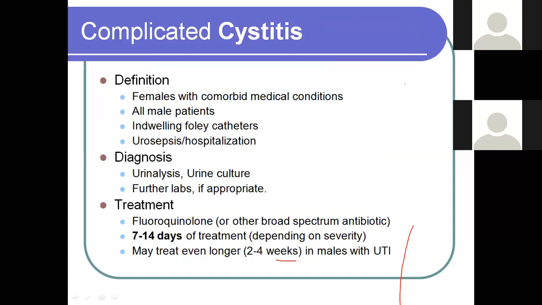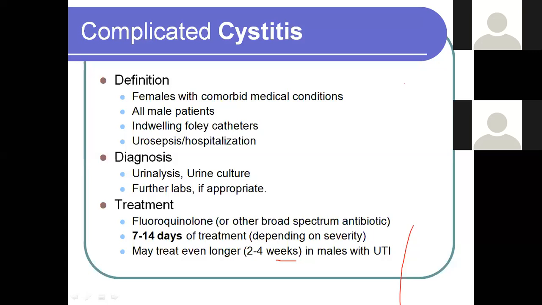Then complicated cystitis is seen in female patients with comorbid conditions like neuropathy or diabetes mellitus. It can be seen in all male patients, patients who have indwelling Foley catheters, like prolonged catheterization, patients who have urosepsis, or patients who are hospitalized for longer durations. Again, diagnosis is made by urine analysis followed by urine culture, and we also do further labs like CBC, we need to see TLC and the creatinine level as well.